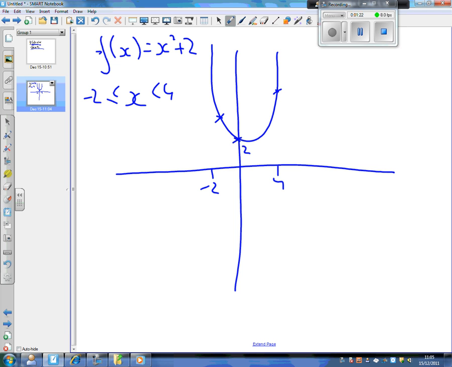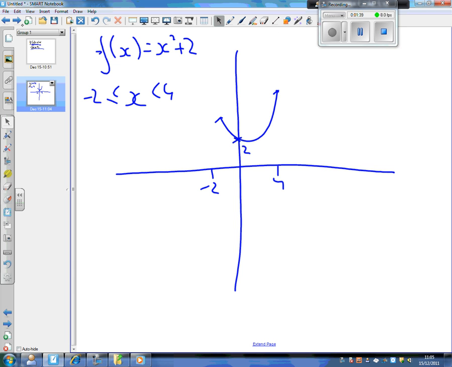So this means that these parts here and here do not apply to the function because they are not between minus 2 and 4 on the x-axis. So what I'm going to do is rub these bits out and crop them off the graph because they do not apply to this function.